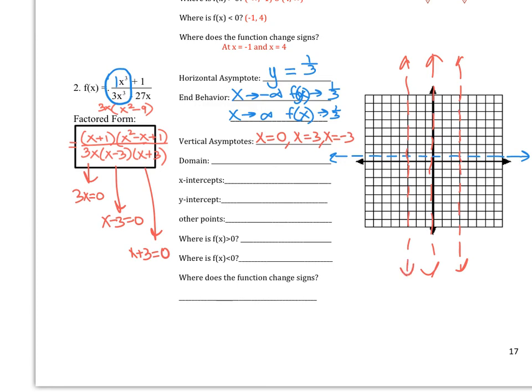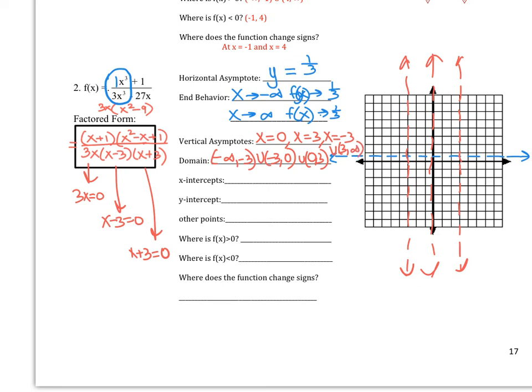Horizontal asymptotes can be crossed. So that blue line can be crossed. It is not always. You have to remember, what is it there for? It's telling us what's happening at the ends, okay? Vertical asymptotes give us our domain. So we're going to go from -infinity to -3, -3 to 0, 0 to 3, and 3 to infinity.